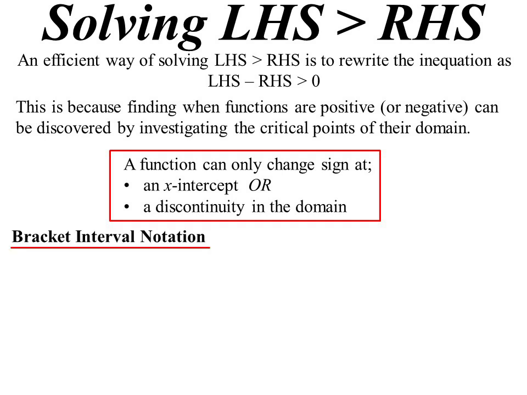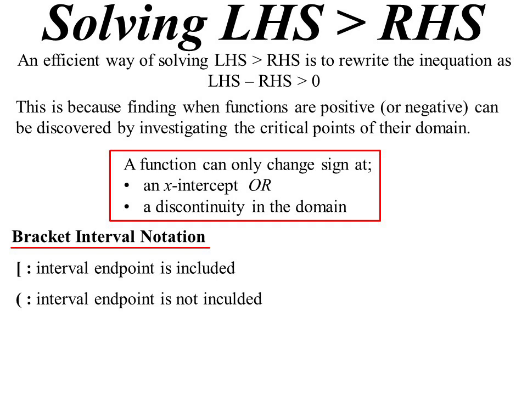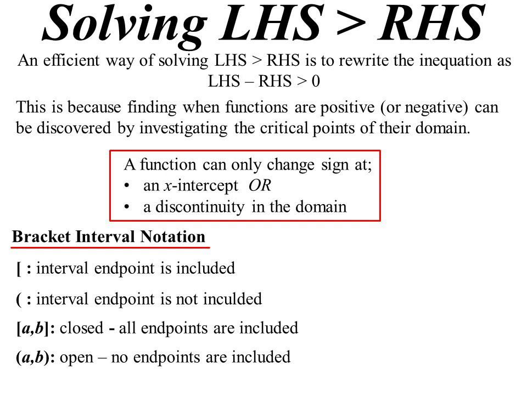Just a reminder of bracket interval notation. The square bracket, that means the interval's endpoint is included. The parenthesis, that means it's not included. So closed brackets on both sides, then we call it closed. So all the endpoints are included. Whereas if it was parentheses on both sides, we call that open. And so the endpoints are not included.